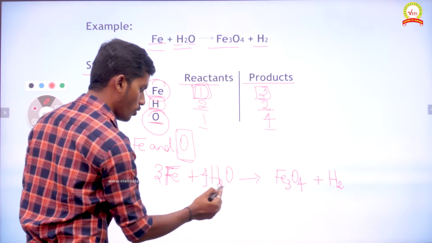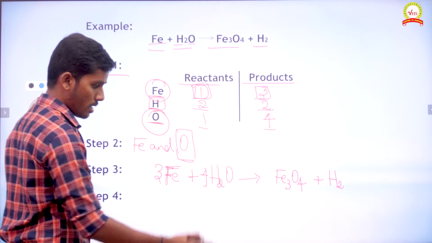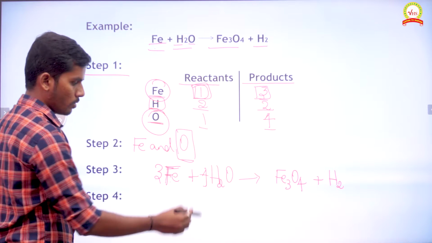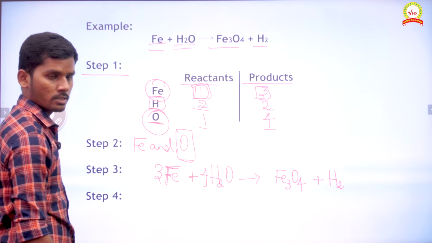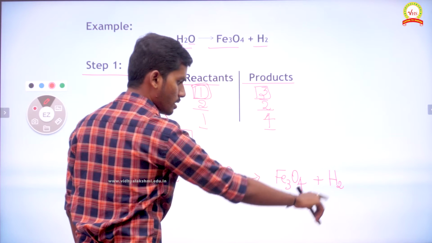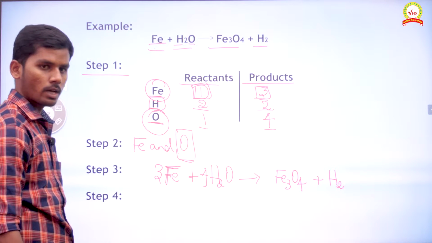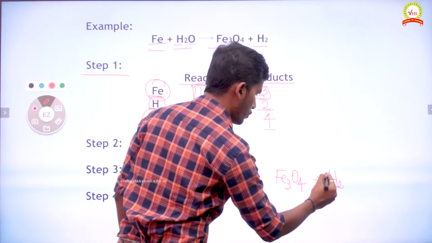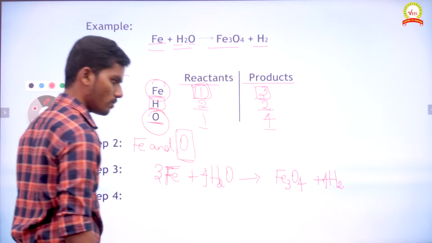Now check oxygen, 4 oxygen, 4 oxygen. But hydrogen has been changed now. 4 2s are 8 hydrogen is present on the reactant side, whereas here it is only 2 hydrogen. So what can we do? Put 4 over here. Okay.